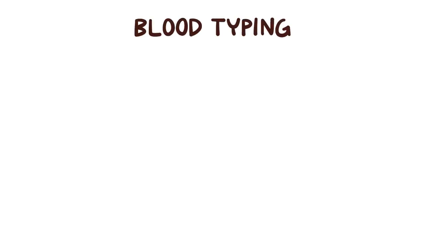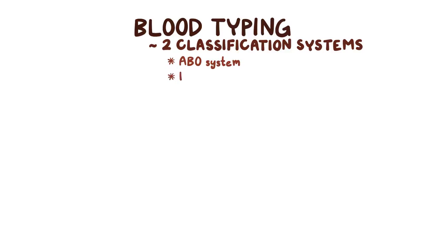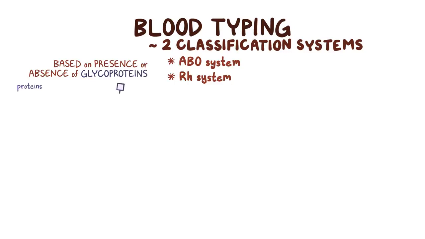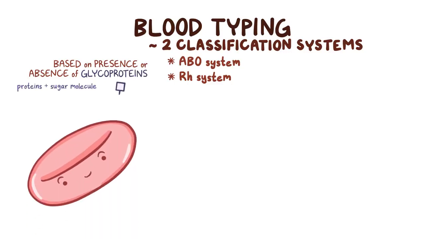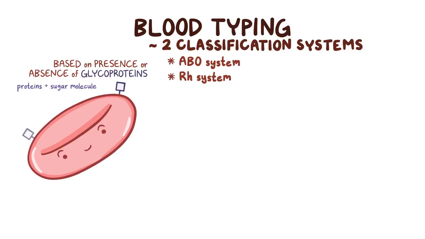Now, before whole blood or packaged red blood cells can be transfused, it's important to know the blood typing of both the donor and the recipient of the blood. Every person has a unique blood group based on two classification systems, the ABO system and the Rh system. Both systems are based on the presence or absence of glycoproteins, which are proteins attached to a sugar molecule found on the surface of the red blood cells.